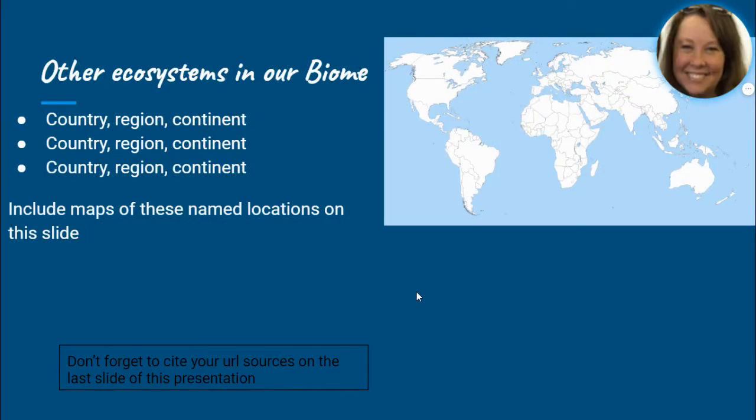Next slide would be other ecosystems in our biome. This is not the map you would use, but you would include maps that would highlight where they are, and you would list those.